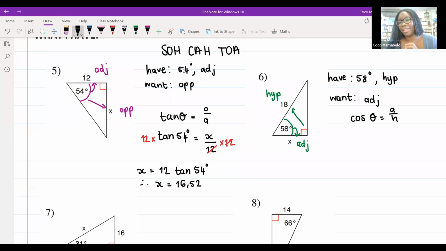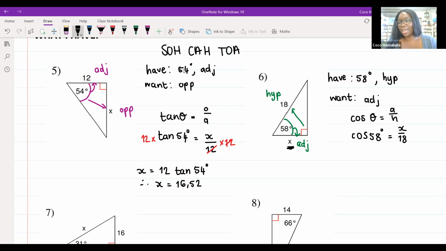Do I know what my theta is? Do I know what my angle is? Yes. It's 58 degrees. Good. So I'm going to write cos of 58 degrees is equal to, what is my adjacent side equal to? X over 18. Beautiful. X over 18.